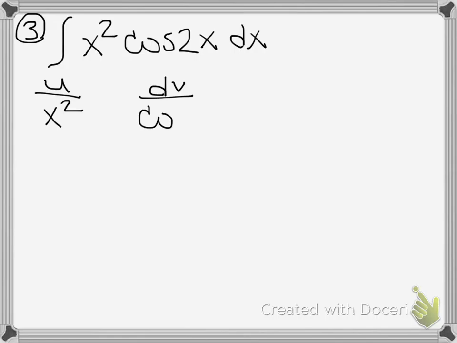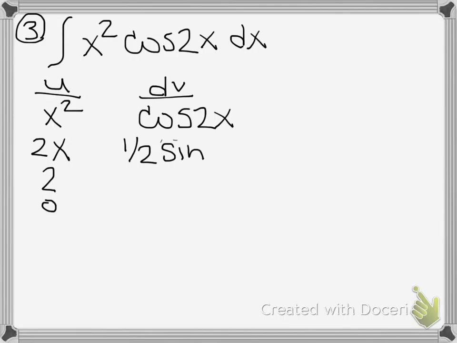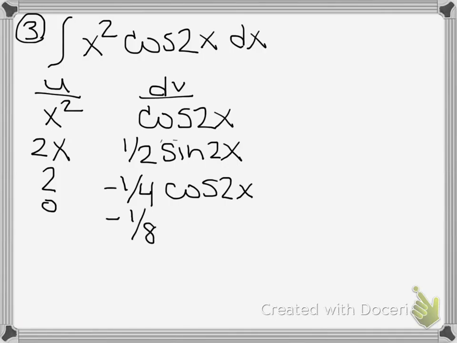And dv is cosine 2x. Derivatives going down. 2 and 0. Okay? Antiderivative. 1/2 sine 2x. And then, again, you'll have another 1/2 with the 1/2, so that makes it 1/4, but it's a negative cosine 2x. Bringing back in, and then we have another negative 1/8 sine 2x.